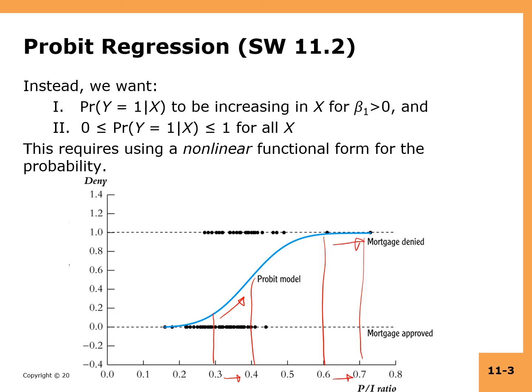As you can see from the graph, the change in predicted probability of being denied is much smaller when the PI ratio increases from 0.6 to 0.7. It also models the predicted denial rate as something between 0 and 1, and you can see that from how the graph doesn't go above 1 or below 0. So in other words, no matter what the PI ratio is, the predicted probability of being denied never goes below 0 or above 1, which is another advantage of the Probit model over the linear probability model.